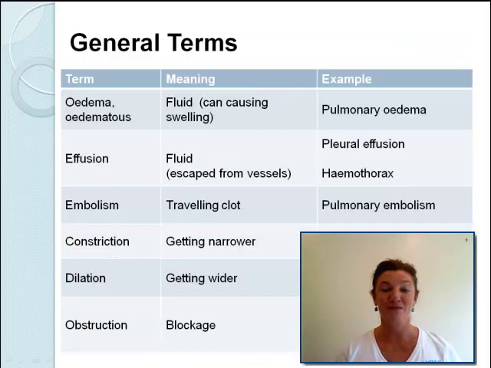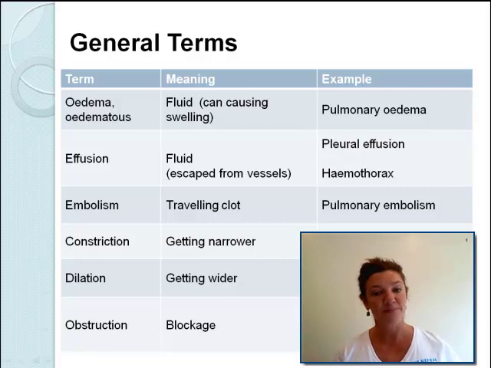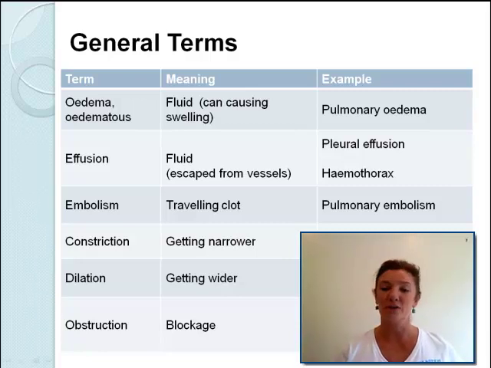General terms. We've covered some of these already, so let's recap and see if we can remember what they mean. Oedema or oedematous means fluid, and this is fluid that can actually cause swelling. An example associated with the lungs would be pulmonary oedema, so that's fluid in the lungs. Effusion is another term for fluid. So we could have pleural effusion, so this would be fluid in the pleural membranes. Or hemothorax is actually a type of effusion. It's when you have blood in your chest cavity.